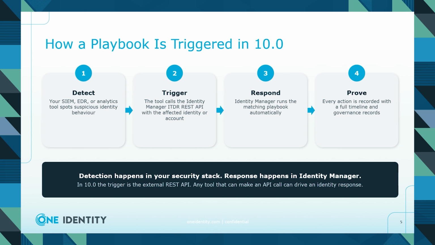In 10.0, the supported trigger is the external API call, and that's deliberate. It means any detection tool in your environment that can make an API call can drive an identity response in Identity Manager. Your security stack detects and Identity Manager responds and proves it.